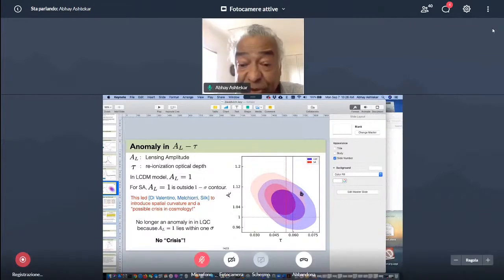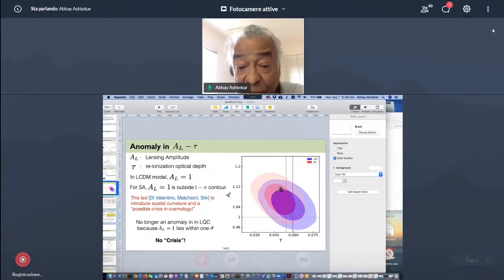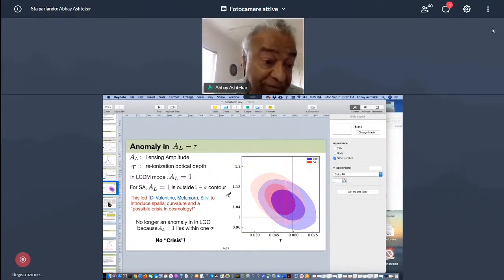The prediction of LQC on the other hand is the blue one. So the prediction up here is this contour, which tips down up here. And therefore one can see that the value 1 is well within the 68% confidence level. Whereas it was outside the 1 sigma contour, the 68% confidence level, for the standard ansatz, which had led these authors to introduce spatial curvature and then suggest that there's a crisis in cosmology, that does not occur. There is no crisis whatsoever.